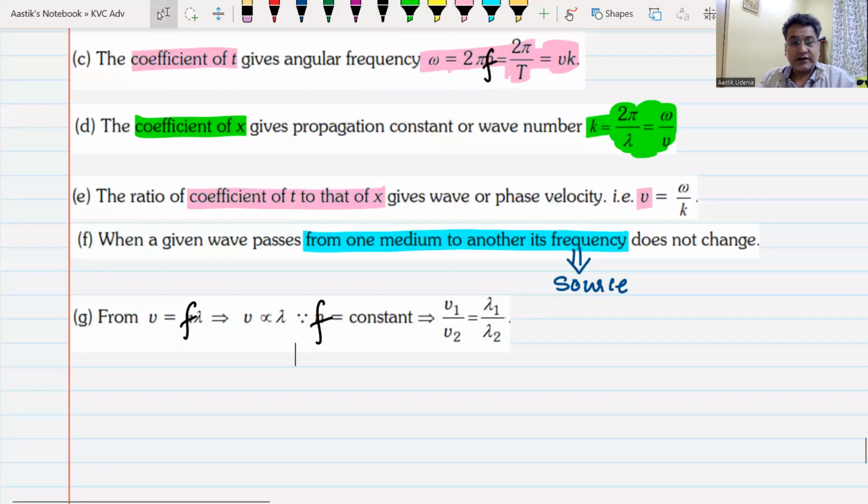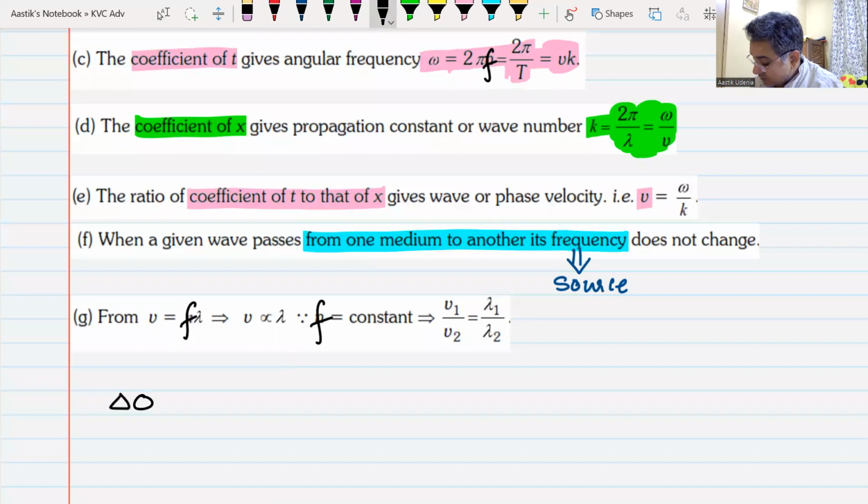One more thing you can write, and then I'll give you time to write. Relation between phase difference, path difference, and time difference. Phase difference delta phi by 2 pi is equal to path difference delta x by lambda is equal to time difference delta t by capital T.